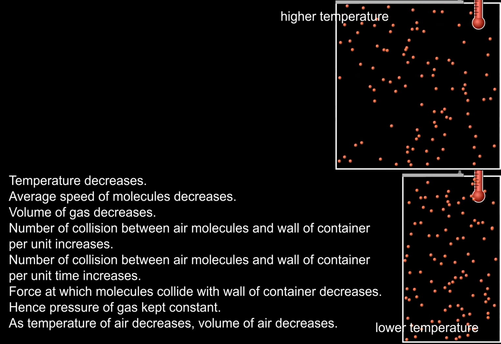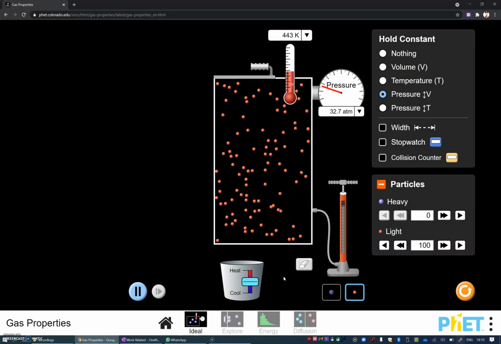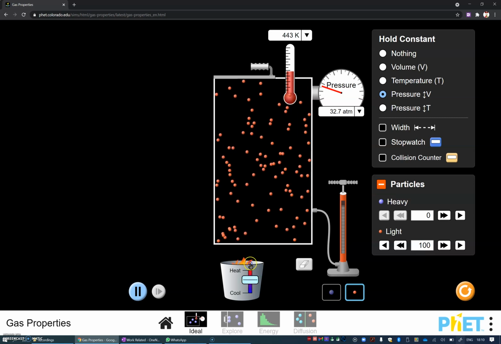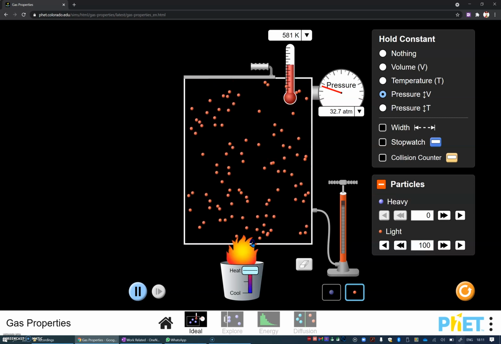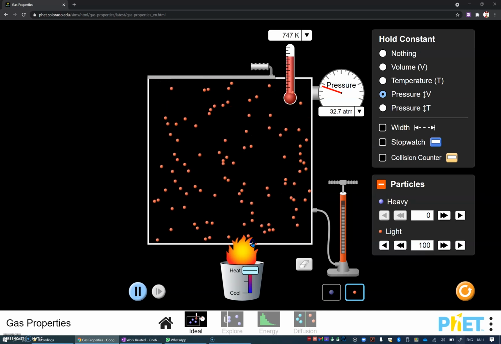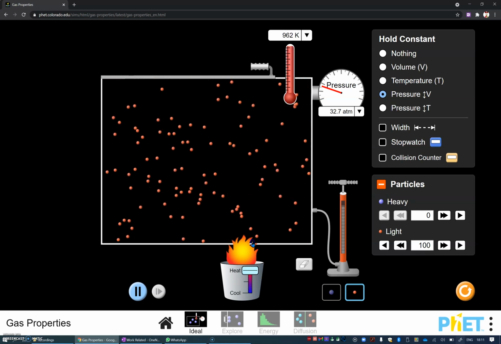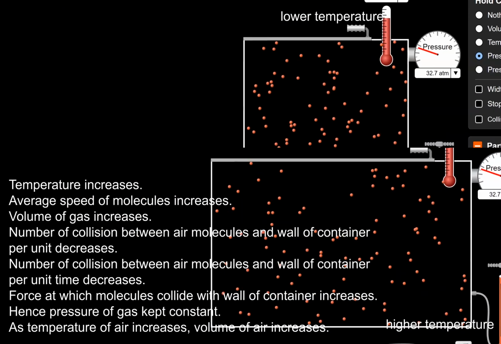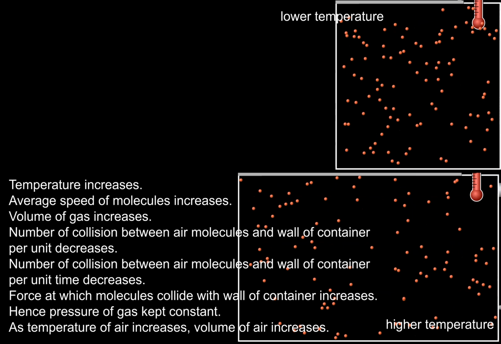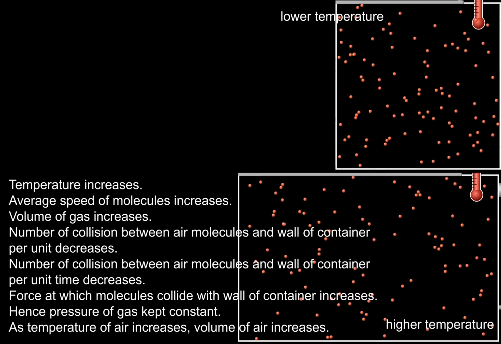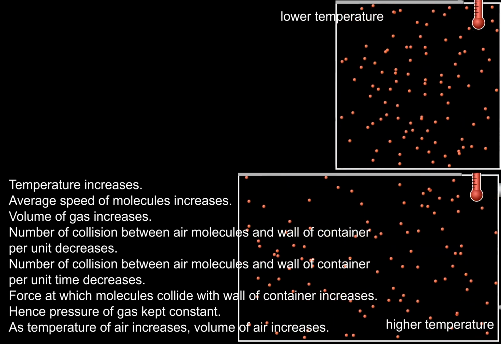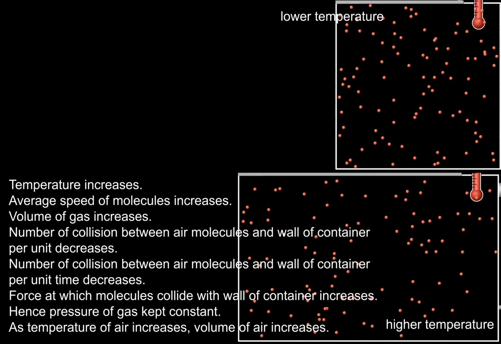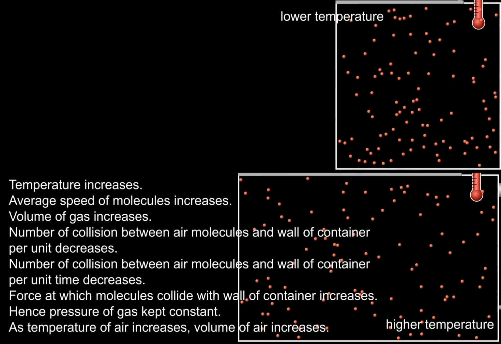Next, I'm going to increase the temperature and observe the average speed of the molecules. Right, you can see that the average speed of the molecules has increased and the volume of the gas increases. But take note that the average distance between each collision has now increased.